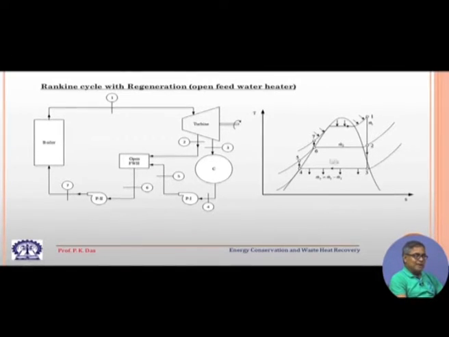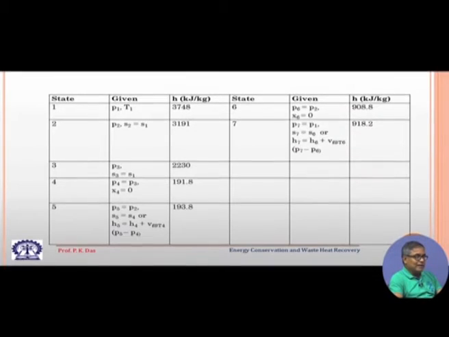So now we can make an energy balance. The energy balance I have already written, so the same kind of energy balance we can use, and ultimately we will get the condition of point 6. X is equal to 0, that means it will be at the saturated liquid condition, and the pressure will be the pressure of the extracted steam or bleed steam. Then we will get that enthalpy, that is 908.8 kilojoule per kg.